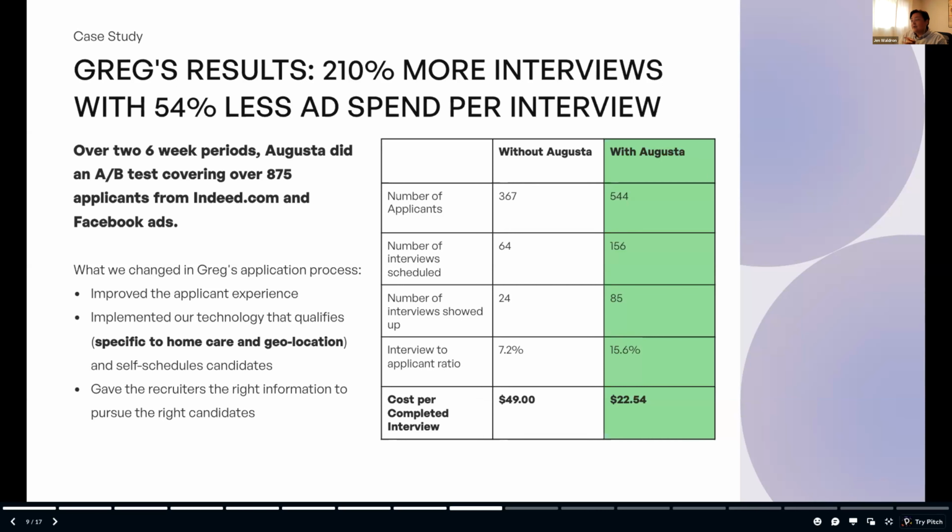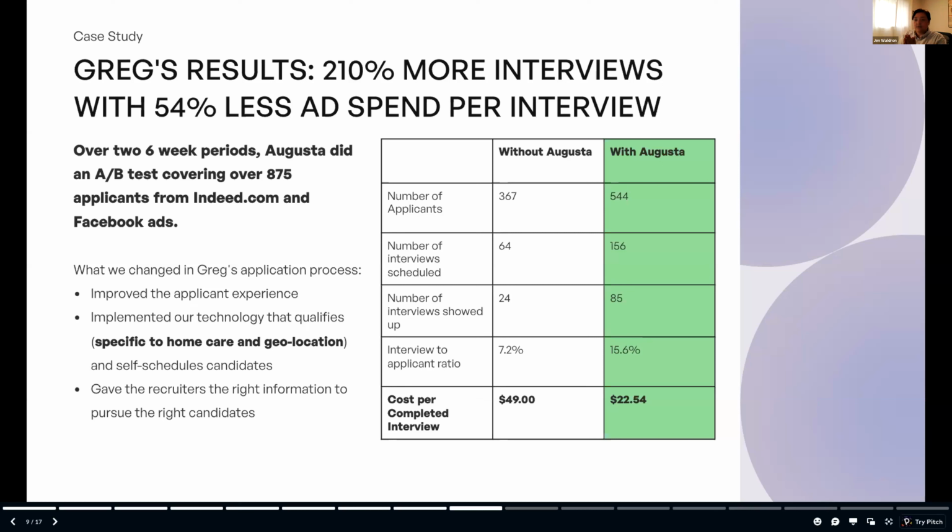So as you can see on the numbers on the screen here, basically I've got a without Augusta and with Augusta. So what we did basically is we improved his applicant experience tremendously. There was a whole bunch of points when candidates were dropping out of the funnel, and no fault of the recruiter, they just didn't have the right information about applicants a lot of the time to identify who is a good one. So part of what our software does is it gives recruiters the right information and also automatically qualifies and geolocates the best candidates specific to where your clients live.